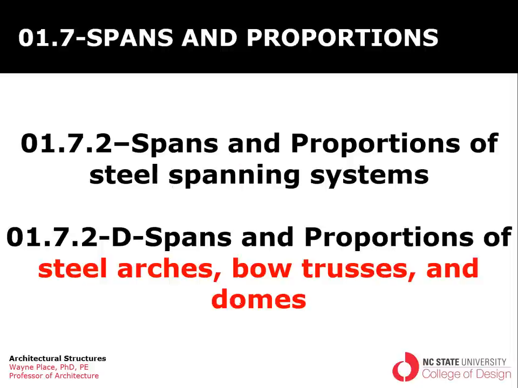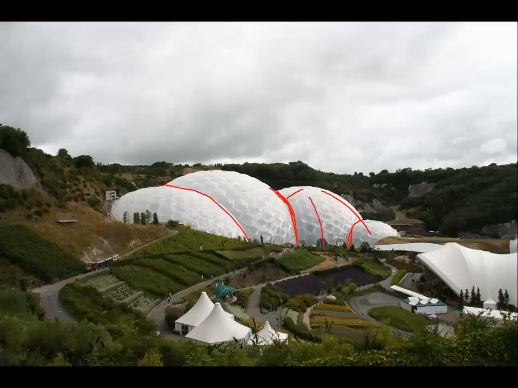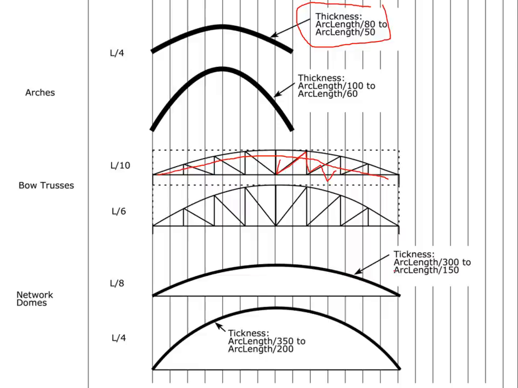That ends our discussion on spans and proportions for steel arches, bow trusses, and domes. And I guess I should go back and say one thing. I apologize for not doing this before, but you'll notice that the thickness for domes is the shallowest is like the arc length over 300. The deepest is the arc length over 500. That's substantially better than for the case of this truss.